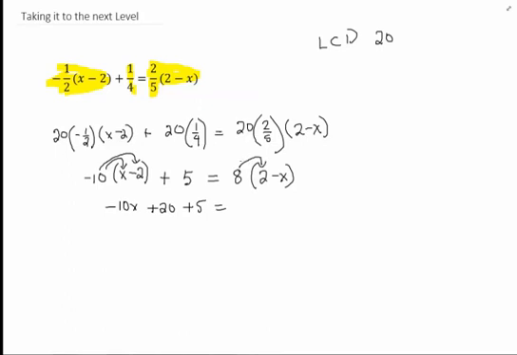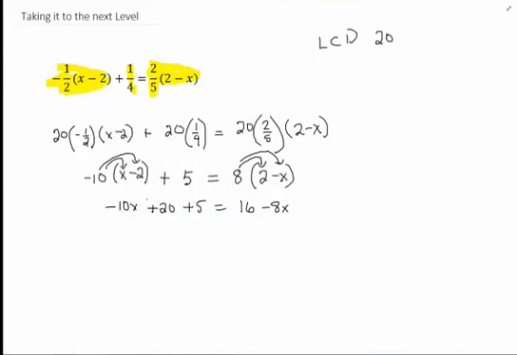8 multiplies 2, and it multiplies the negative x. So 8 times 2 is 16, and 8 times negative x is negative 8x. Now, on the left-hand side, we can simplify again by combining our like terms of 20 and 5. So 20 plus 5 is 25, and we still have our negative 10x plus 25, and that's equal to 16 minus 8x.